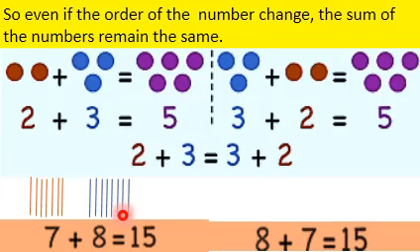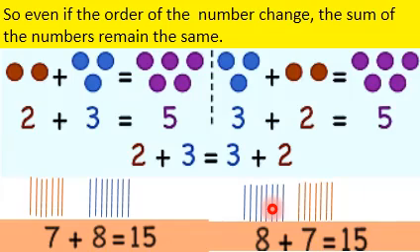And in this example, when I have 8 sticks, I add 7 more sticks to 8. Again, let us count: 1, 2, 3, 4, 5, 6, 7, 8, 9, 10, 11, 12, 13, 14 and 15. Again, we get the sum of 8 and 7 or 7 and 8 as 15. So children, it is confirmed that even if we change the order of the numbers, the sum of the numbers remains the same.